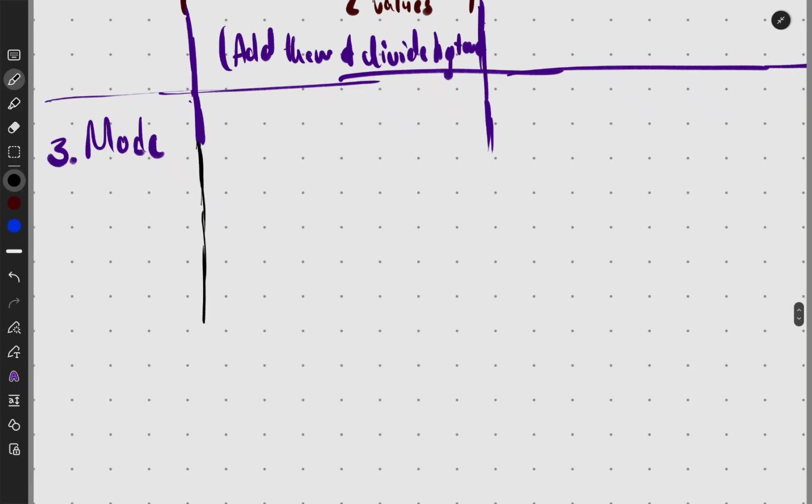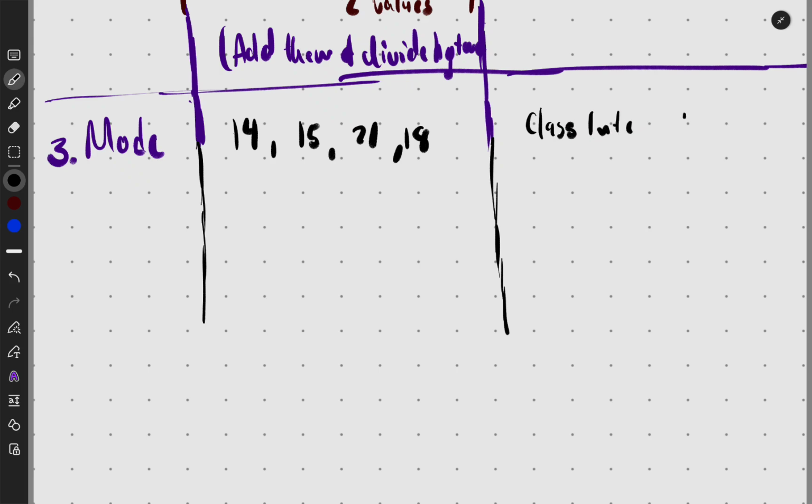So for mode, when you have ungrouped data, remember, ungrouped data is just things that are listed like 14, 15, 21, 18. When grouped, you'll be having the class interval, and then you'll be having the frequency. So that is grouped when it's in a table like that. Now, mode for ungrouped data, which is things individually listed like that. When you want to find the mode, you should know that there is no formula for this one. You just look for the number which is appearing the most.